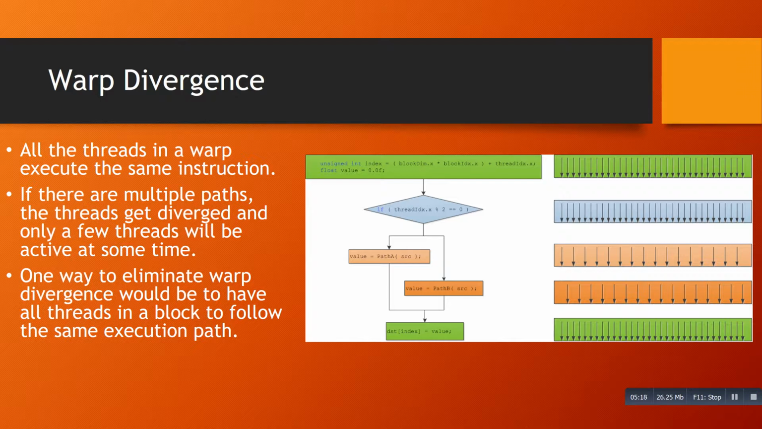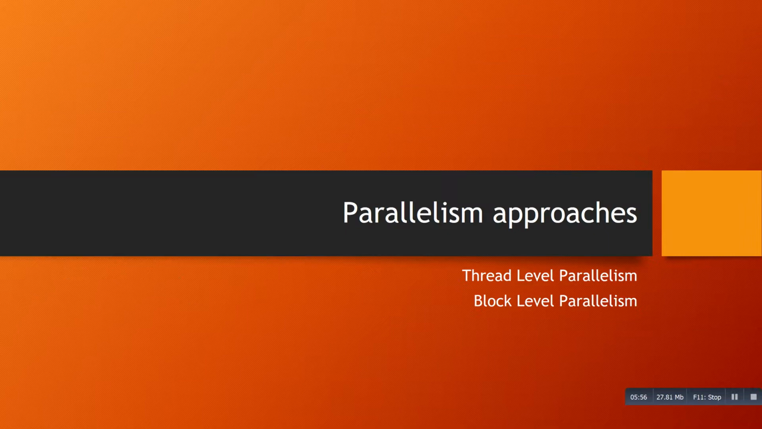So what is warp divergence? A warp consists of 32 threads, and all the threads in a warp execute the same instruction. If there are multiple paths, the threads diverge, and only a few threads will be active at some time. We do not want some threads to be active and some other threads to be inactive, so we want to eliminate it. One way to eliminate warp divergence is to have all threads in a block follow the same execution path. We have eliminated warp divergence in our code.